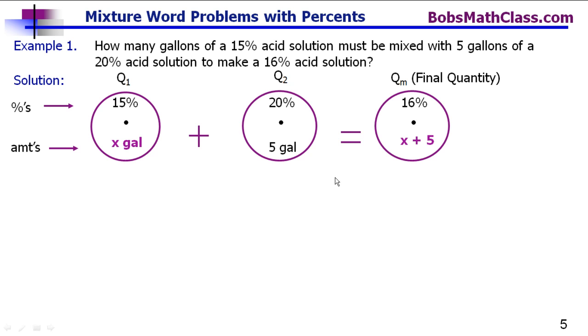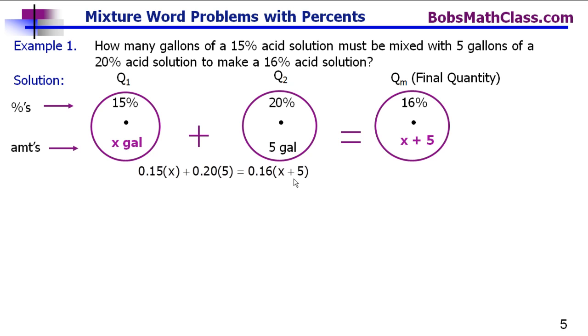Okay, now our equation. Percent times your base plus the percent times the base equals percent times base. Now when you have a percent, you change it to a decimal, right? So 0.15x plus 0.20 times 5 equals 0.16 times x plus 5.